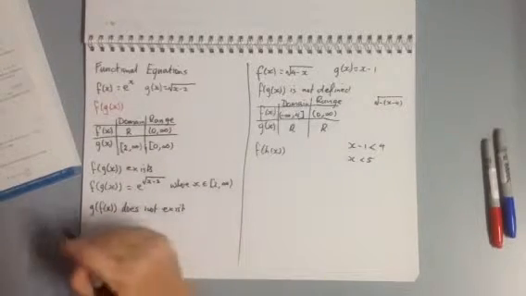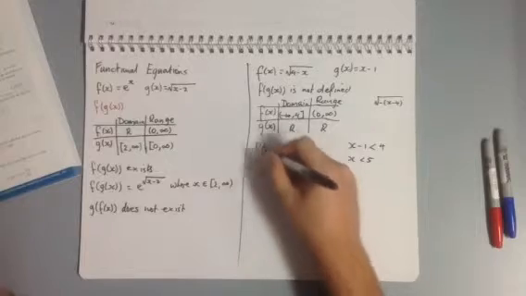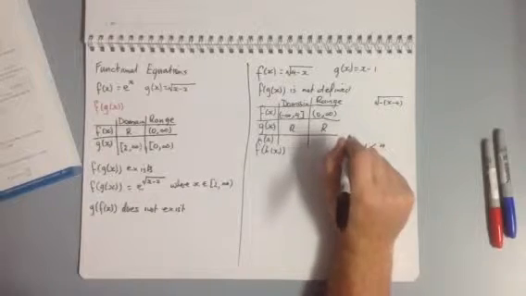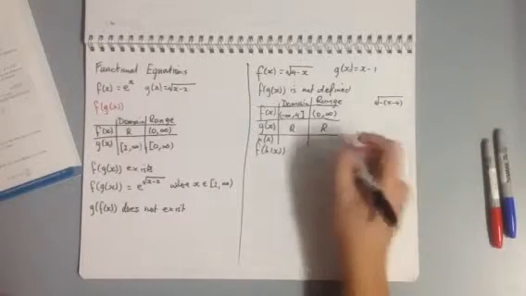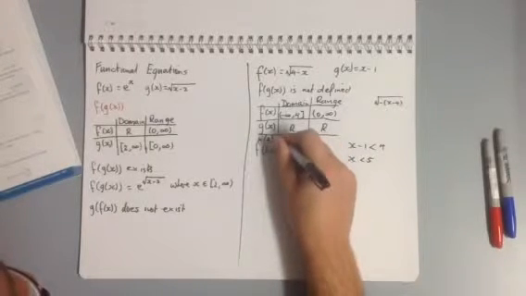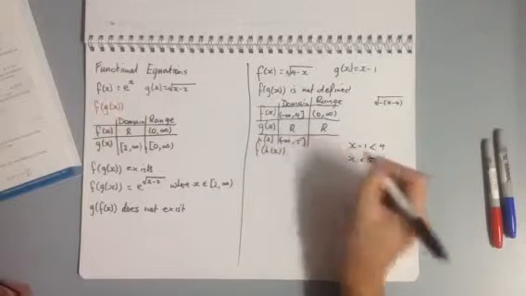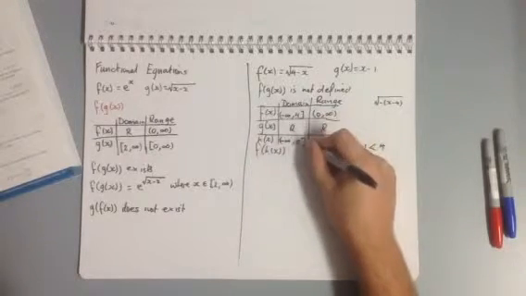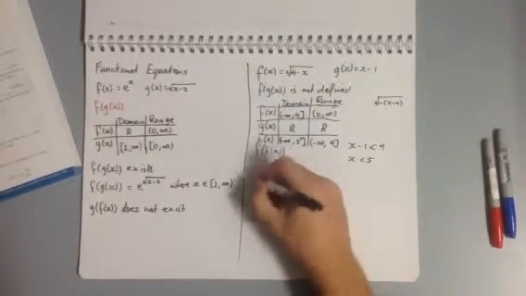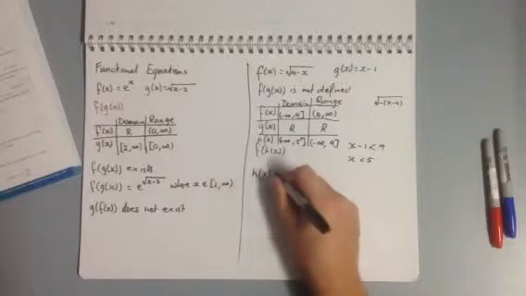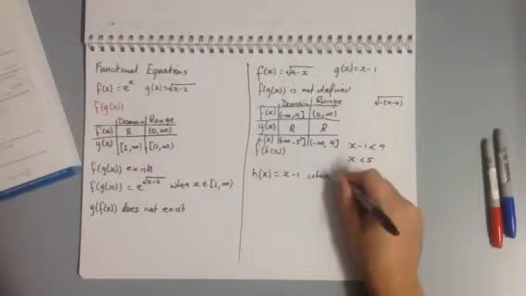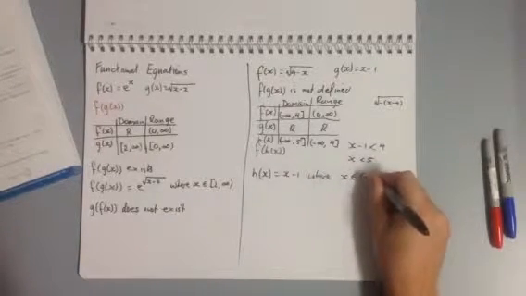If we look at doing that, then h of x, which we can add to the table here, is going to have a domain of negative infinity to 5, which gives us our range of negative infinity to 4. So our new function h of x will equal x take 1, where x is an element from negative infinity to 5.